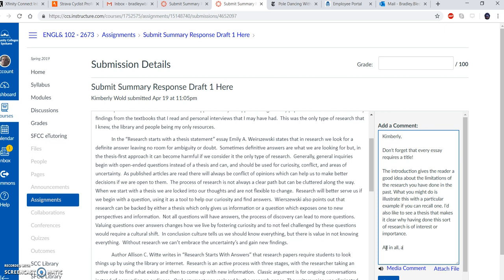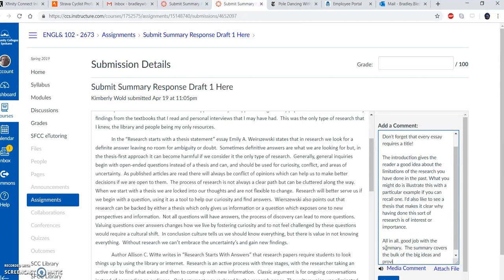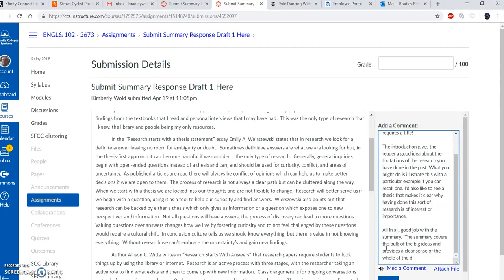All in all, good job with the summary. The only, wait, I want to say something nice or something positive. Now, not just to say it, I'm not just making things up so Kimberly feels better about herself kind of thing, but to point out what she's done well. The summary covers the bulk of the big ideas. I'd have to review the summary to find where there might be some lapses. And it provides a clear sense of the whole of the essay.